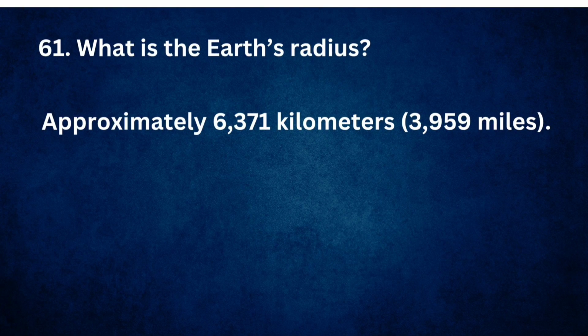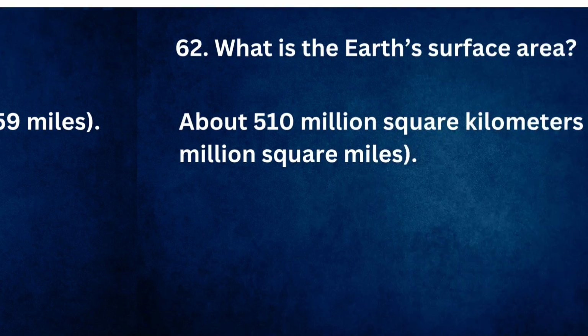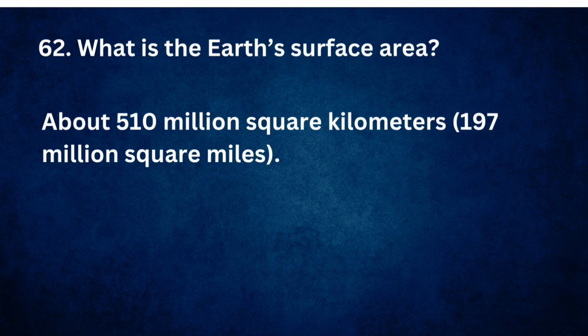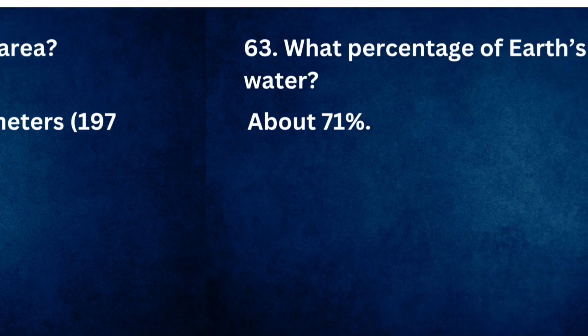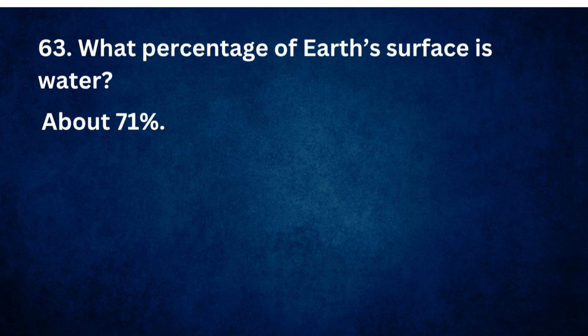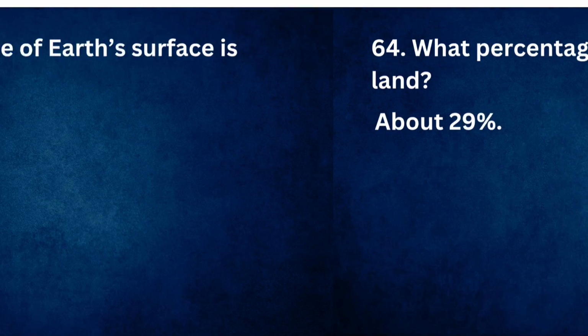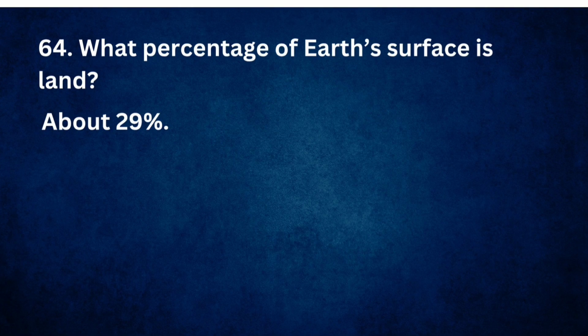What is the Earth's radius? Approximately 6,371 kilometers. What is the Earth's surface area? About 510 million square kilometers. What percentage of Earth's surface is water? About 71%. What percentage of Earth's surface is land? About 29%.